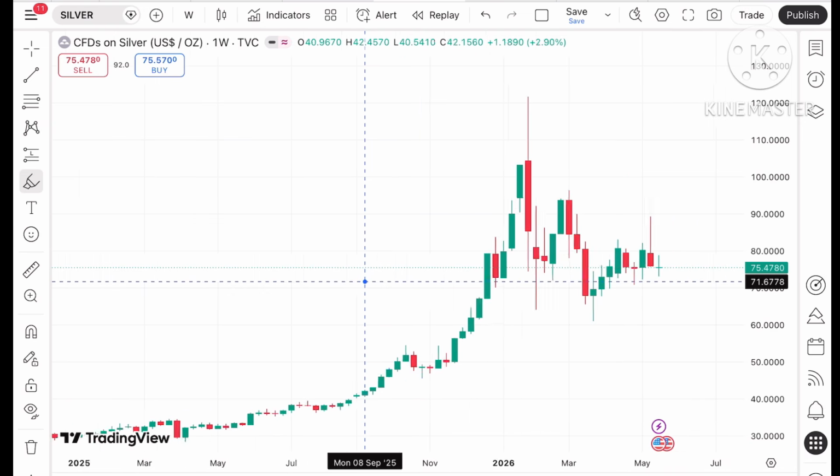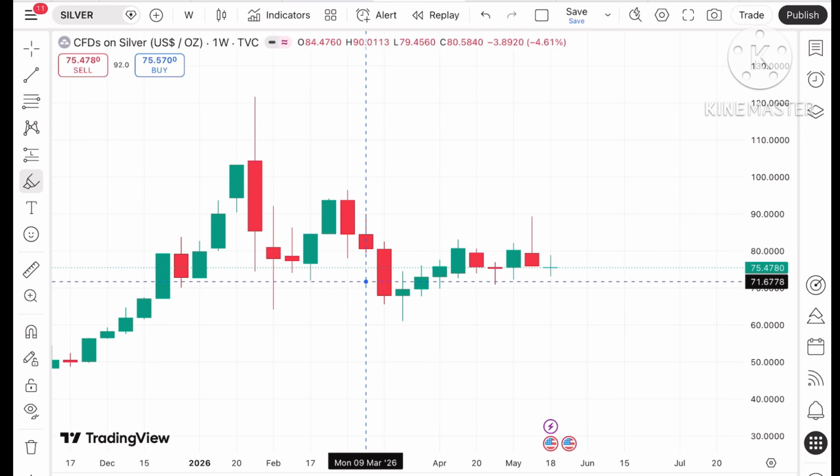Understand, looking at this chart, the overall trend is a bullish scenario, but if silver manages to close strongly above this weekly resistance, we could see a major continuation rally towards the major liquidity zones.